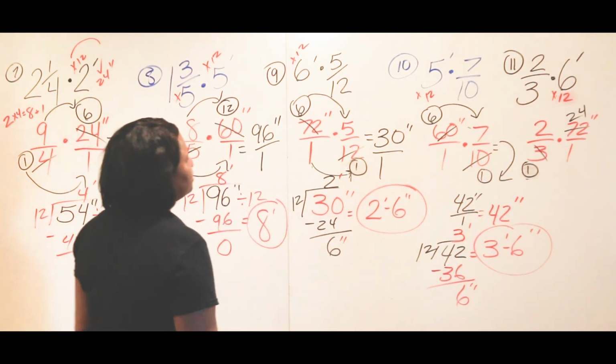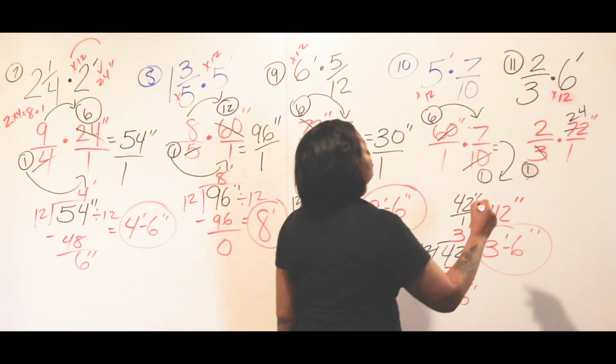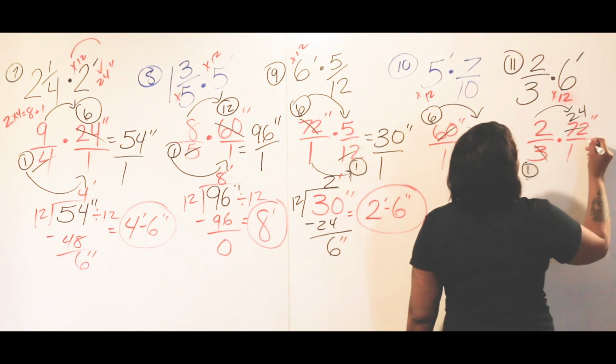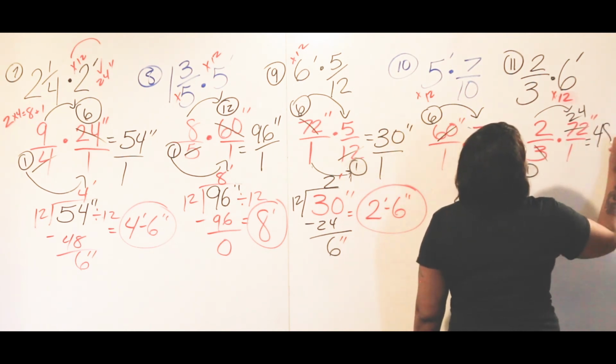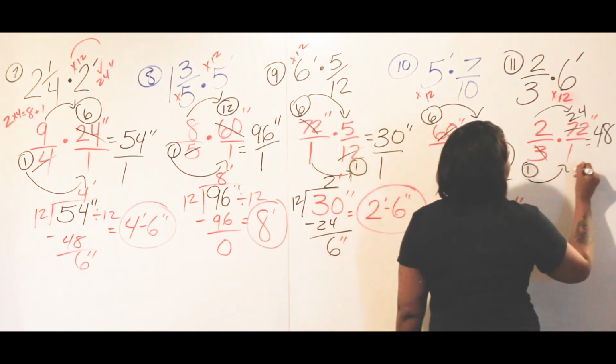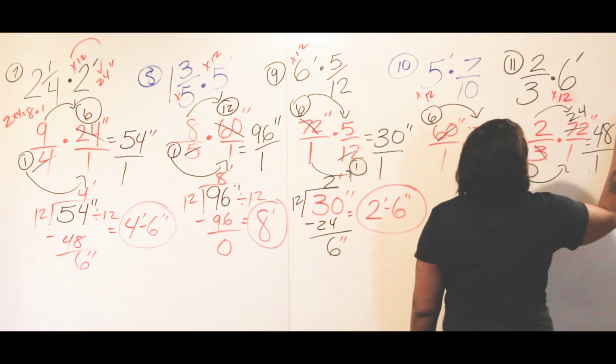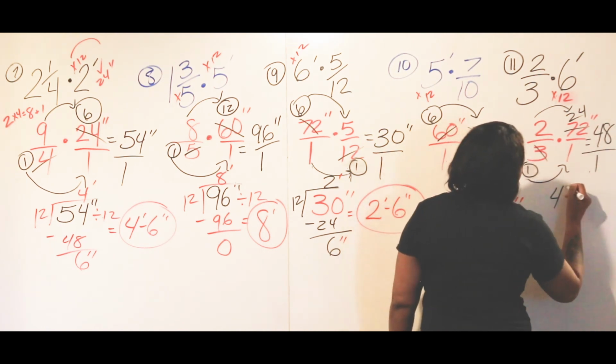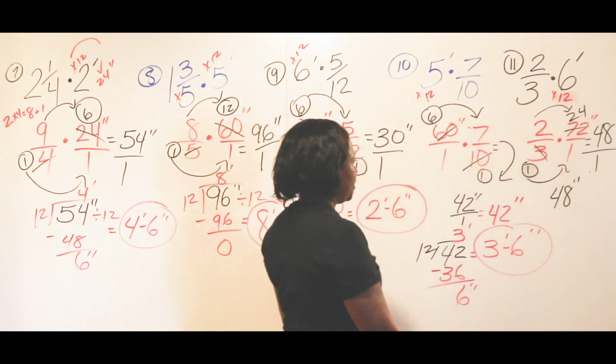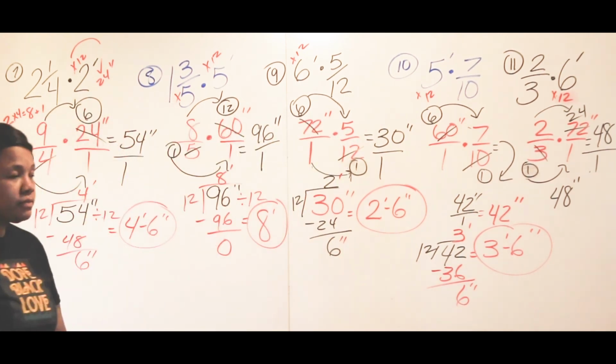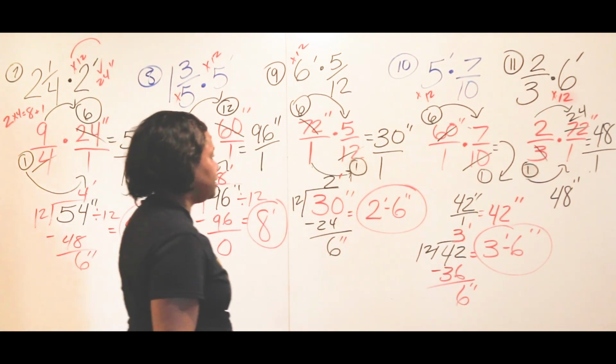So now we have to multiply the numerator times the numerator. 2 times 24 is 48. And 1 times 1 is 1 inch marks. I'm going to bring that 48 down. What do we know we need to do with that 48? Convert it to feet and inches.